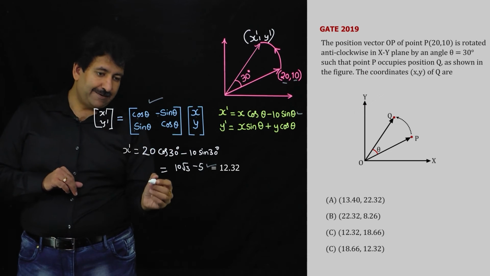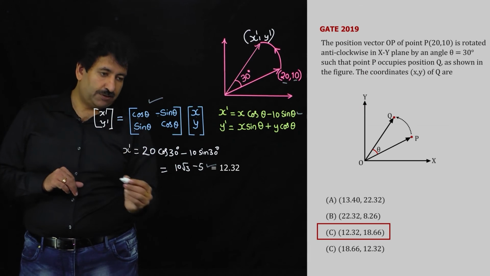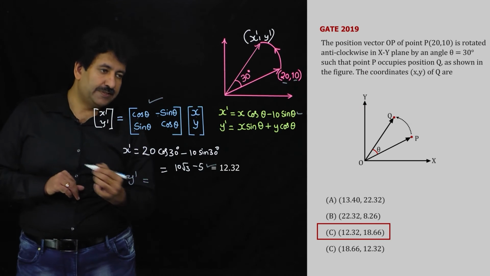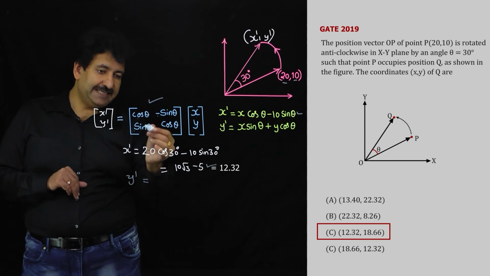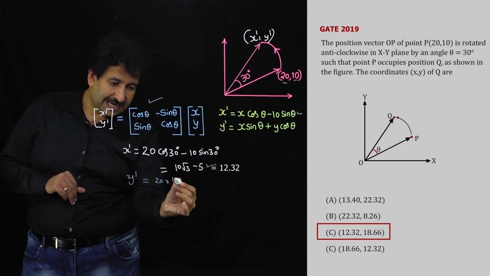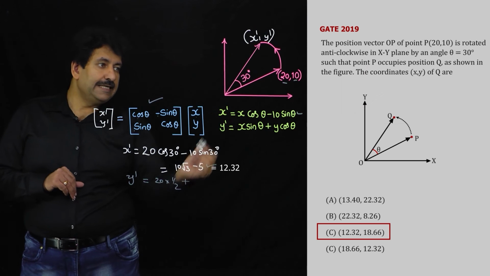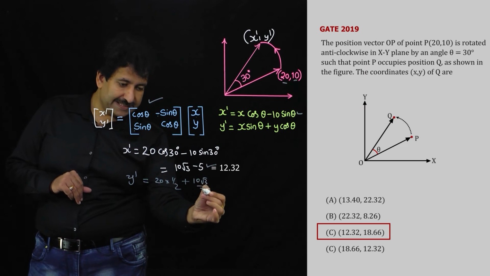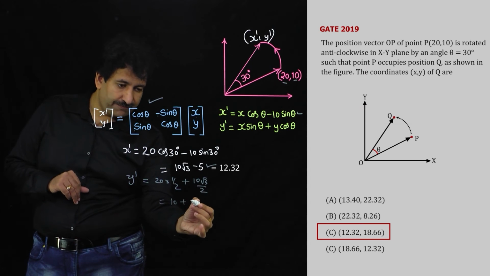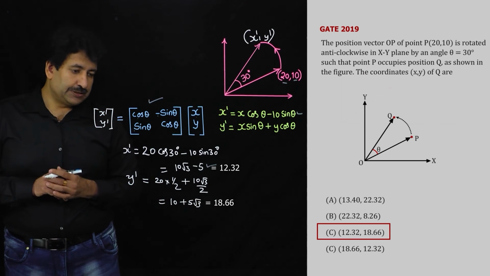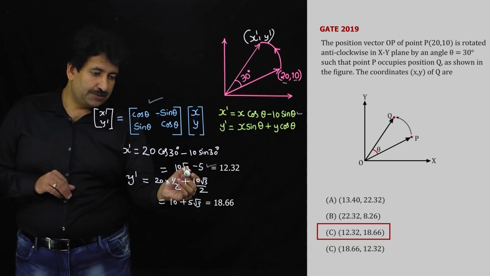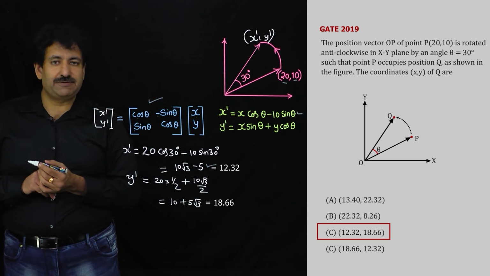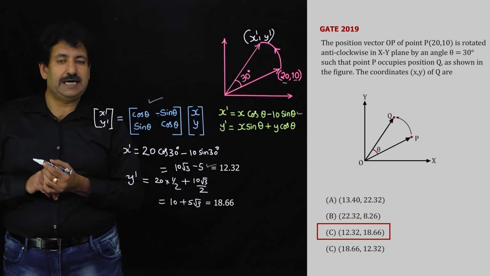For formality, if I calculate the value of y dash also, this is of course x dash, and if I calculate the value of y dash also, it turns out to be, because x is 20, it is 20 into sin theta, which is half, and then plus 10 into cos theta, which is root 3 by 2, because it is cos 30. So when I simplify, I get 10 plus 5 root 3. So the only thing is plus minus root 3, instead of with 5, it is with 10. So this is once again a very simple question.